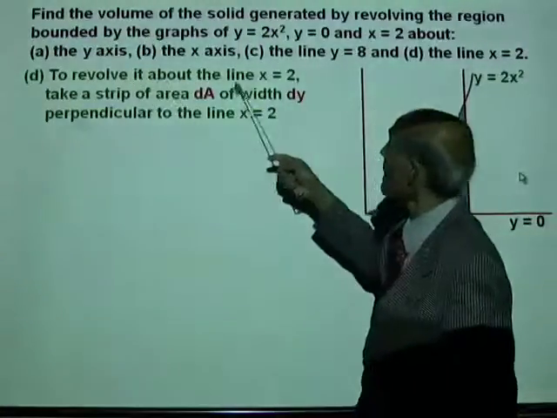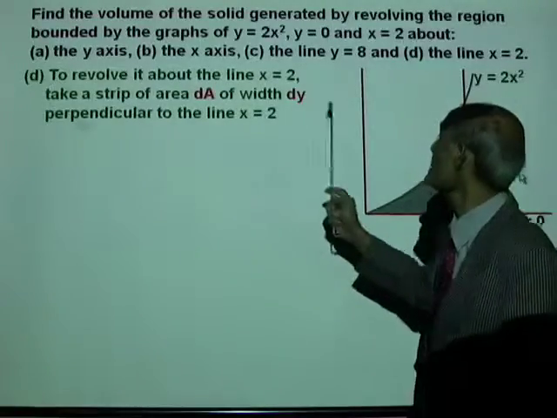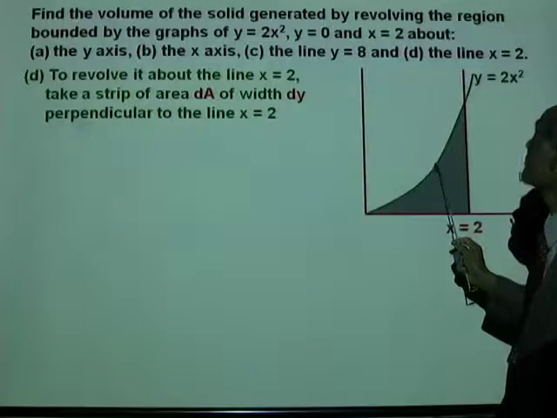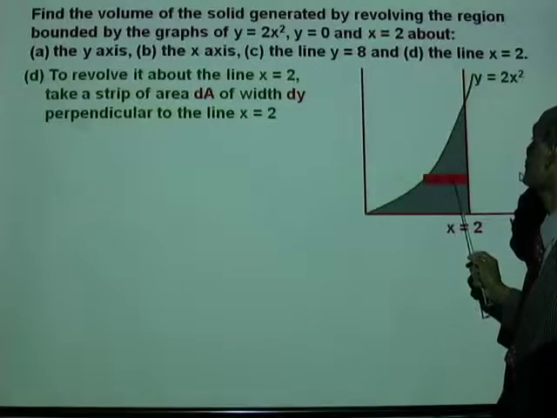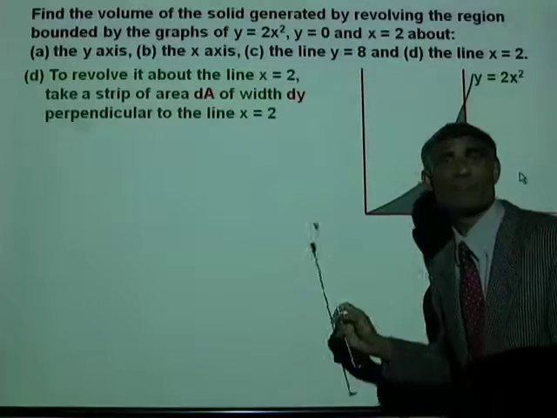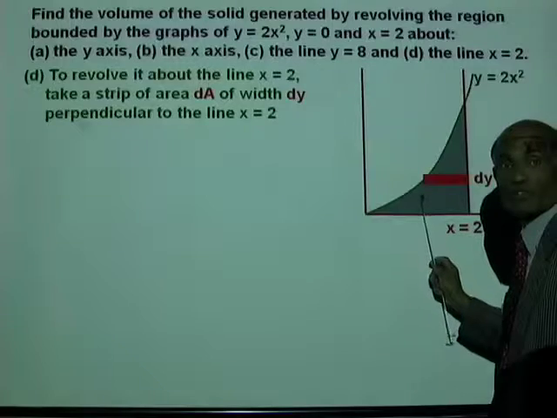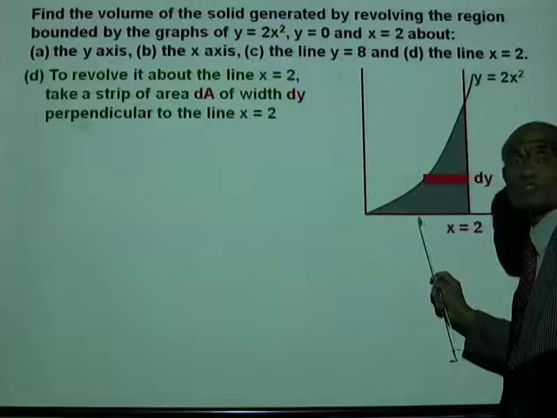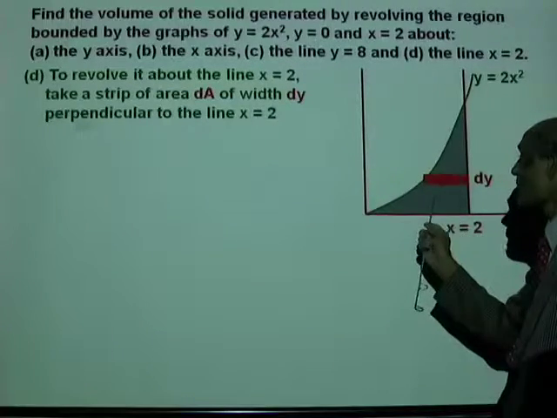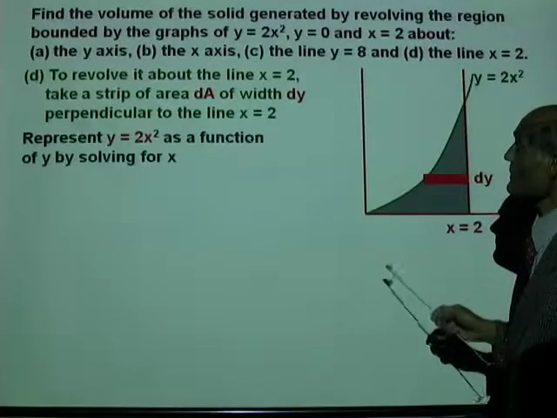So to revolve it about the line x equal to 2, take a strip area dA of width dy. You can see here the width is dy. Why not dx? The width can be dx only if the area is at right angles to the x-axis. This is now at right angles to the y-axis. So the width is dy.